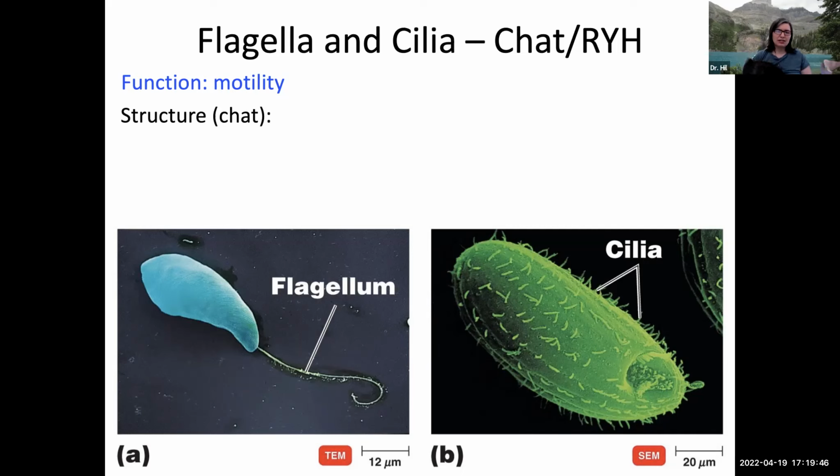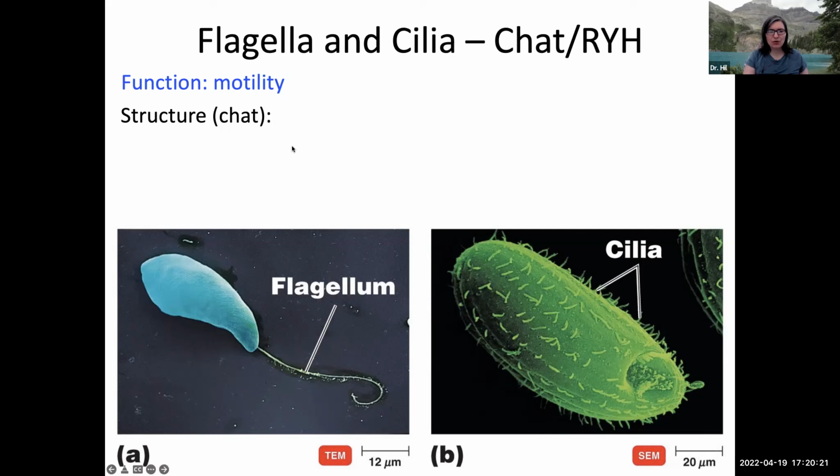Now, eukaryotic flagella and cilia are the same structure, actually. What are they made of? Put that into the chat as much as you can recall. And this is the eukaryotic flagella and cilia. So make sure that your answer is focused on the eukaryotes, not the prokaryotes.